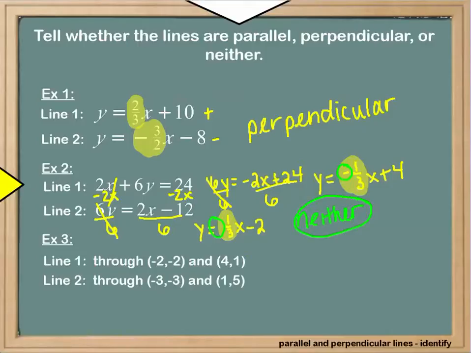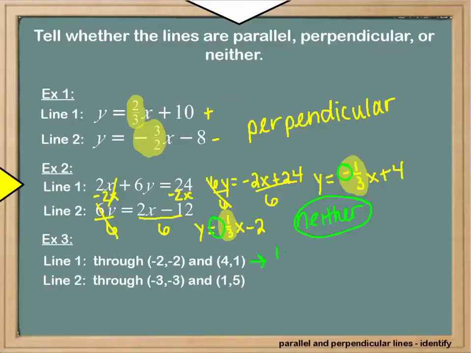Example 3 gives us 2 points for each of our lines. Line 1 goes through (-2, -2) and (4, 1), while line 2 goes through (-3, -3) and (1, 5). We need to look at the slopes to determine if these lines are parallel. So in this case, I'm going to use the slope formula, y2 minus y1 all over x2 minus x1.